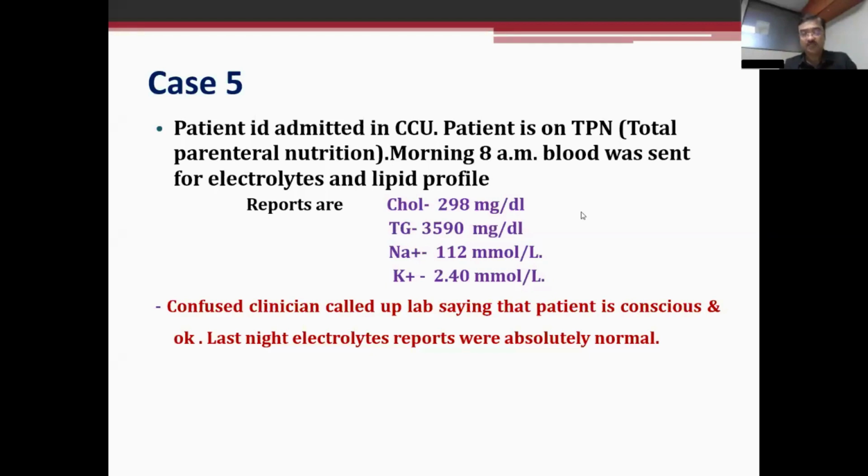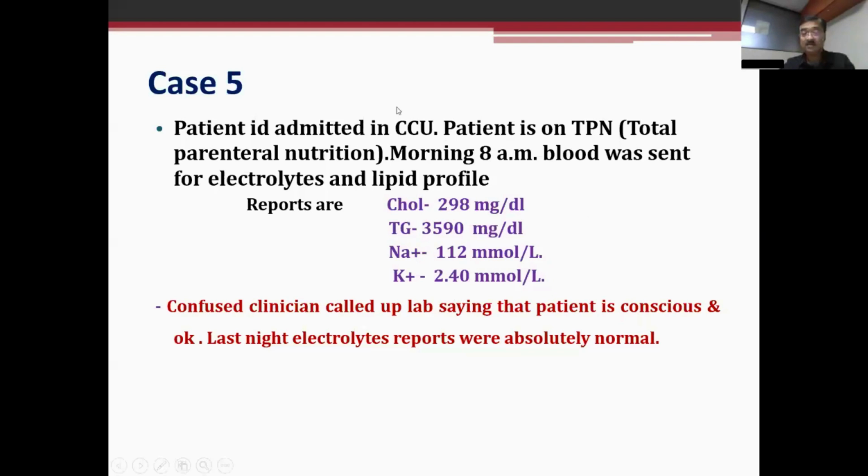So for this kind of patient, when you are taking the morning 8 AM blood, it is full of chylomicrons. Why do we take a morning sample after overnight fasting of 12 hours? Because we allow all chylomicrons to be cleared from the blood, and we get only the triglycerides, not chylomicrons. But here, the ideal sample should be at 8 p.m. for lipid profile, not 8 a.m., because the blood was drawn just after stopping the TPN.